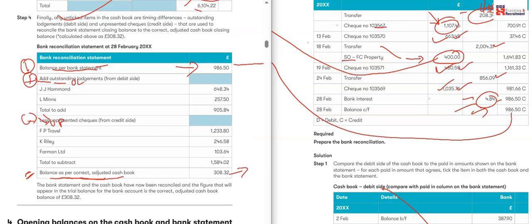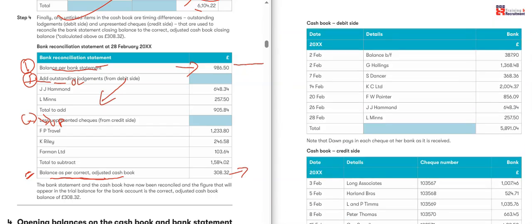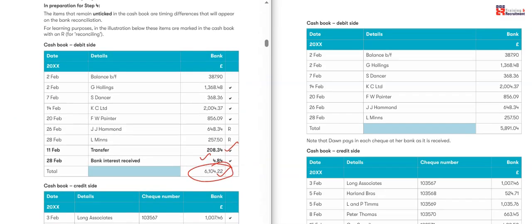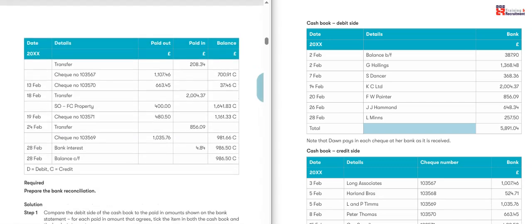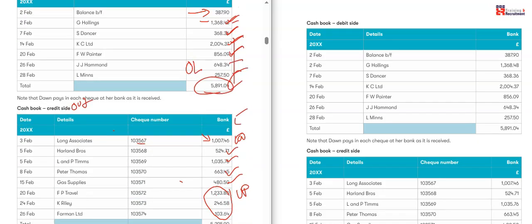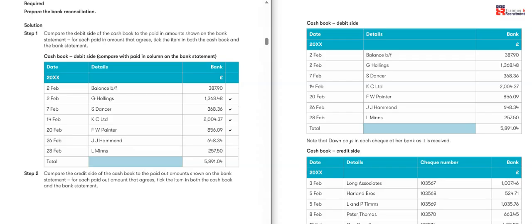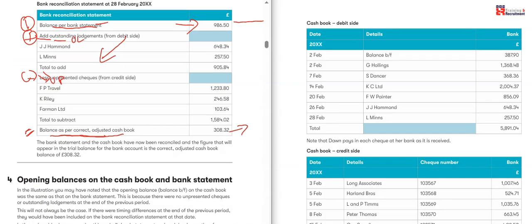So let me show you the outstanding lodgement. These are from the debit side of your cash book. Can we go to the cash book now? We have ticked here at the top. There we go. We have even recorded OL, UPOL. There you go. These are the two outstanding lodgements, 648, 257. Type their name and add the figures. Get the total of these two.